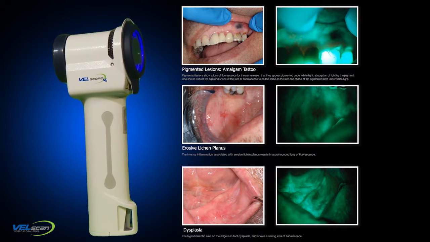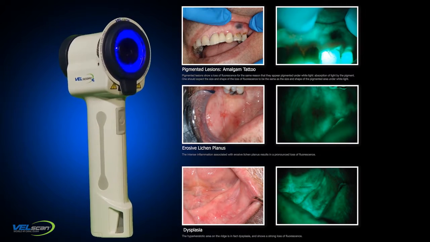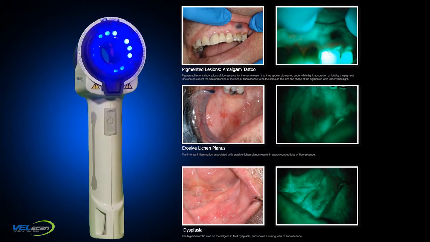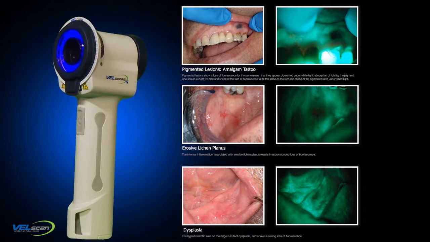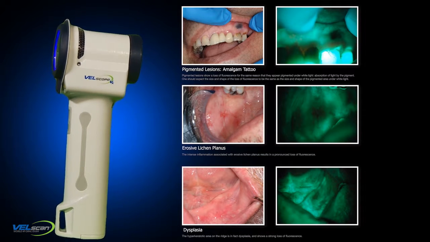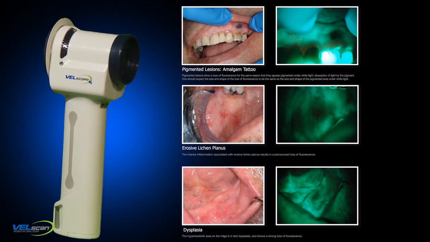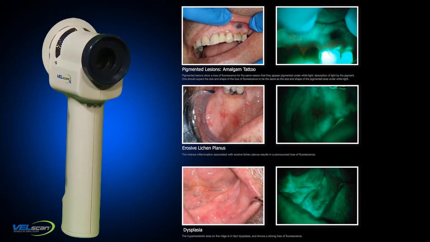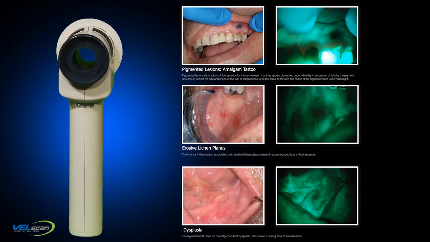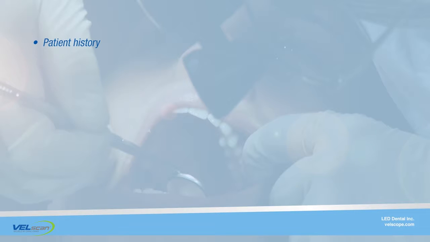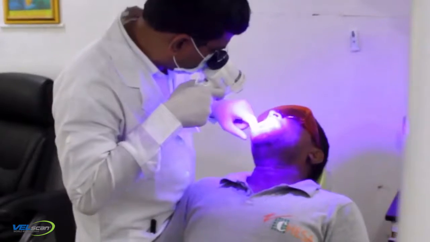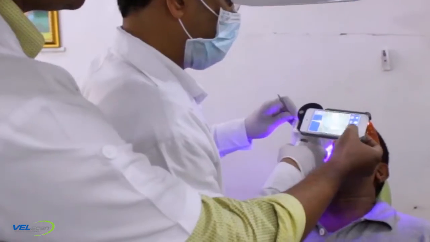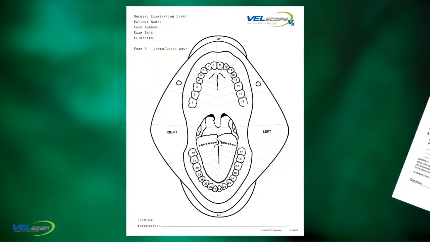It bears repeating that the VELscope VX is not a diagnostic test and does not, consequently, incur false positives. It is one component of the oral mucosal assessment process, and the final decision about whether disease or abnormality is present depends on the sum total assessment from data collected from patient history, palpation assessment, white light examination, and VELscope VX assessment. Document all findings, both normal and abnormal, in the patient's clinical record.